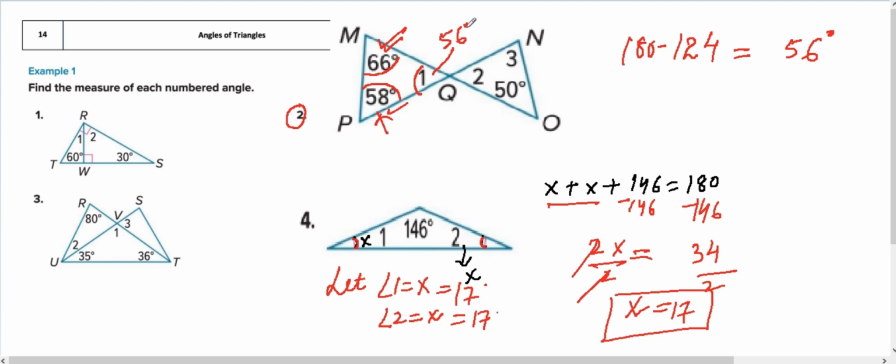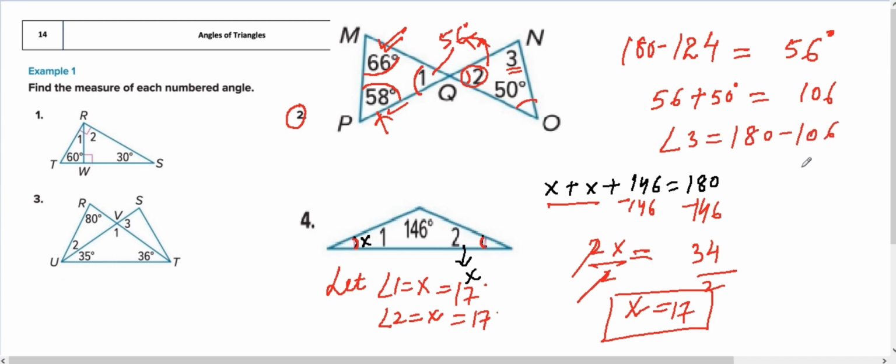If angle 1 is 56, then angle 2 will also be 56, because of vertical angles, these two angles will be equal. Now you can find out angle 3. You have angle 2, 56. You have this angle O, which is 50 degrees. Add them and subtract from 180 degrees. So this will be 106, and subtract from 180 degrees. That is your angle 3. So you can subtract it. So this is 74 degrees. So angle 3 is 74 degrees. So this is how we are going to solve these questions.